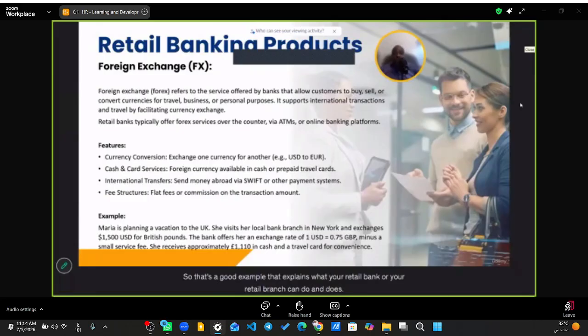So that's a good example that explains what your retail bank or your retail branch can do and does. Like I say, it's all done on the app these days as well.